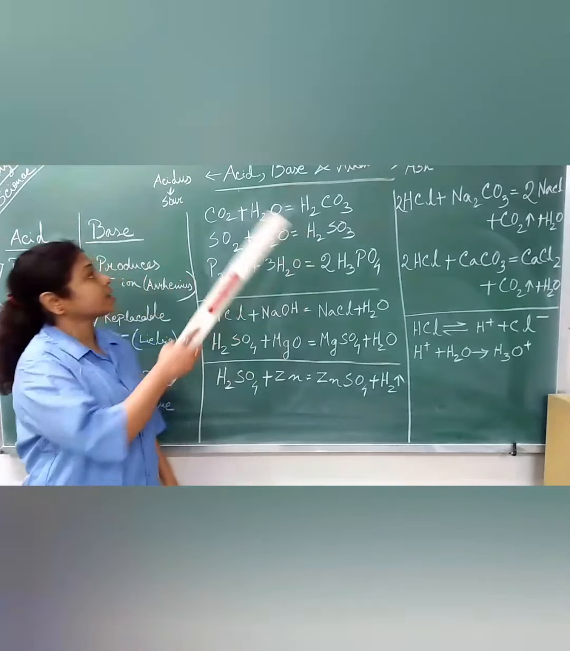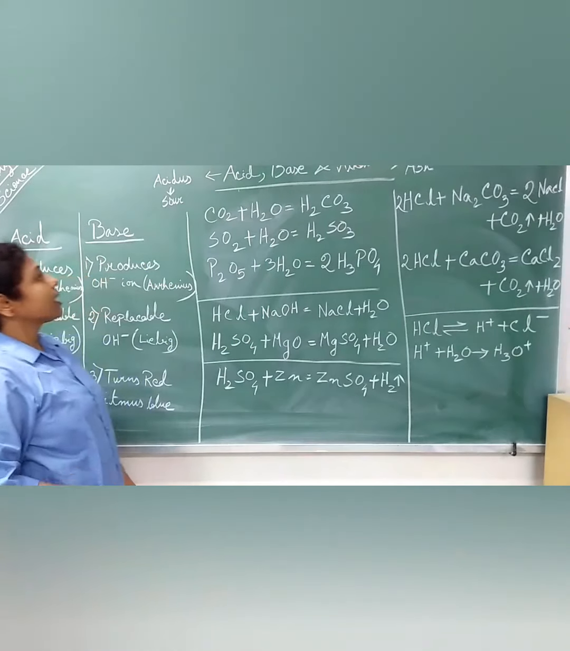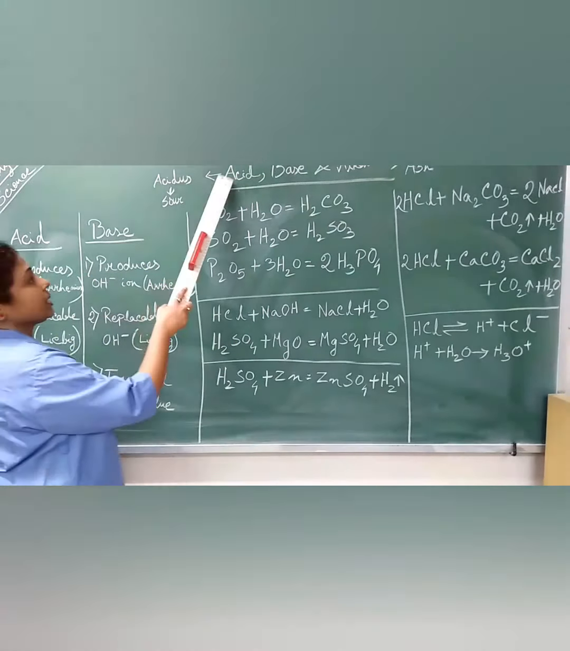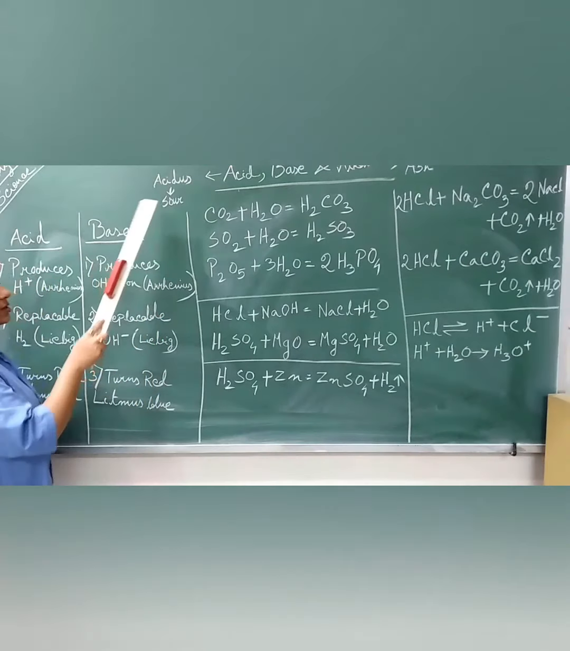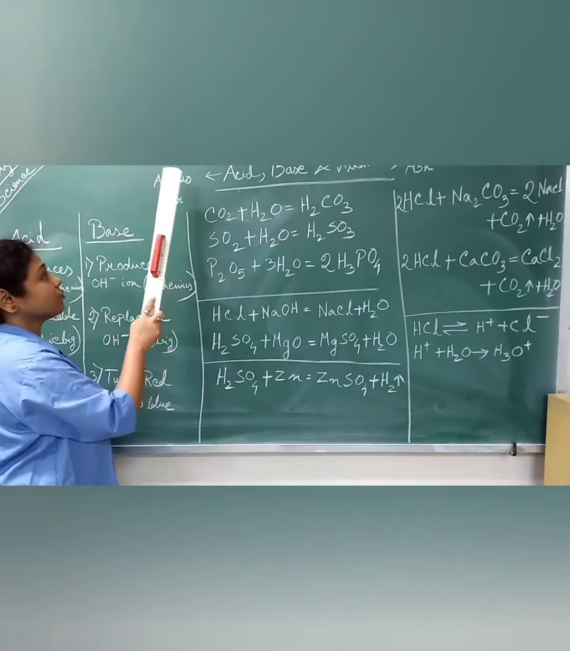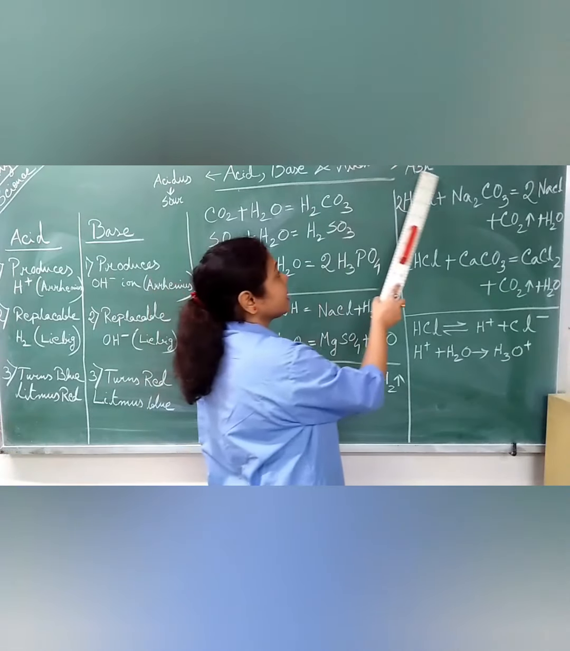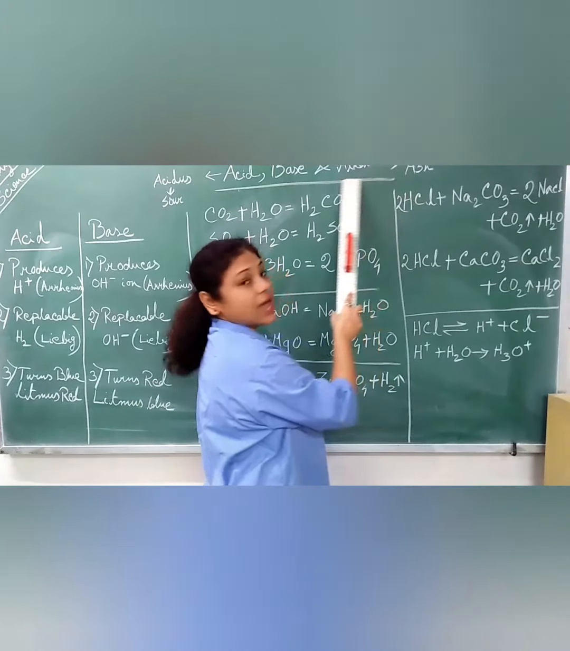Today I am going to start acid, base and alkali. Acid means acidus, which means sour. Actually the word acid came from acidus, which means sour. And alkali means ash.